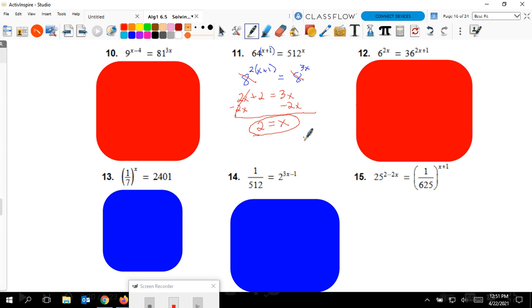Alright, go ahead and pause the video and now do the red ones on top, 10 and 12, and then play it to check your answers for those two. Just do 10 and 12 and then check your answers.